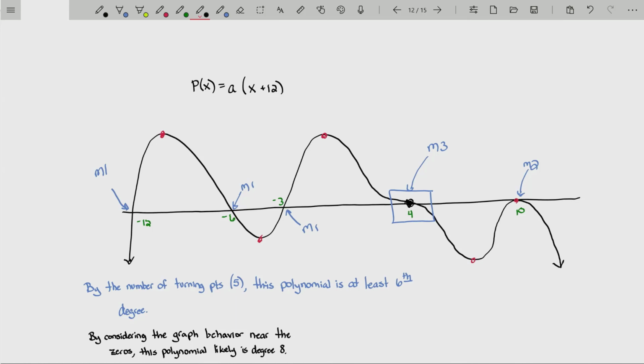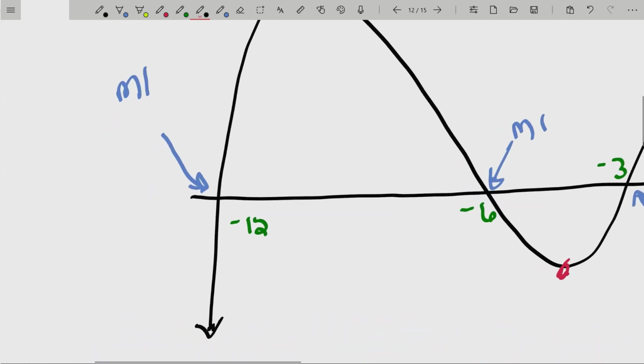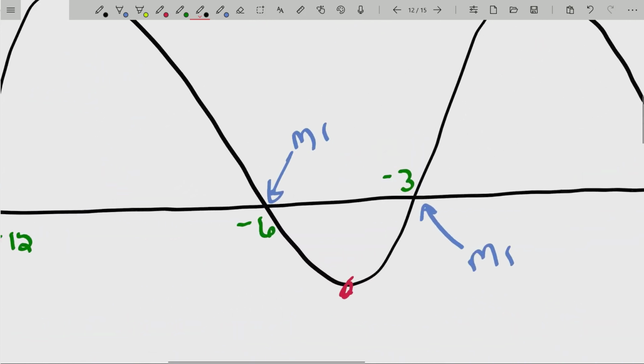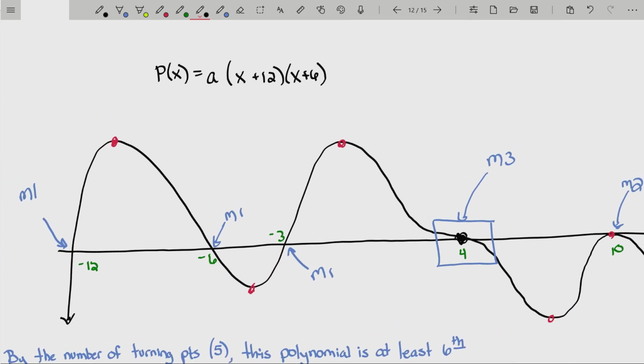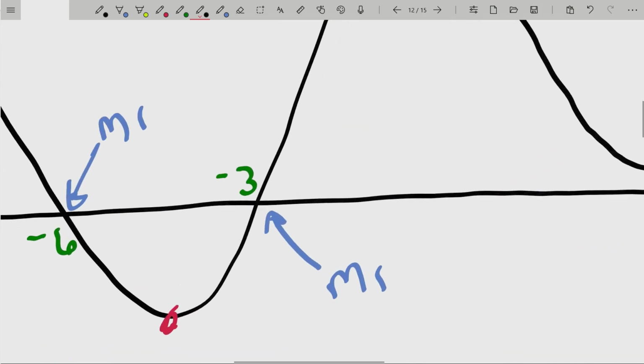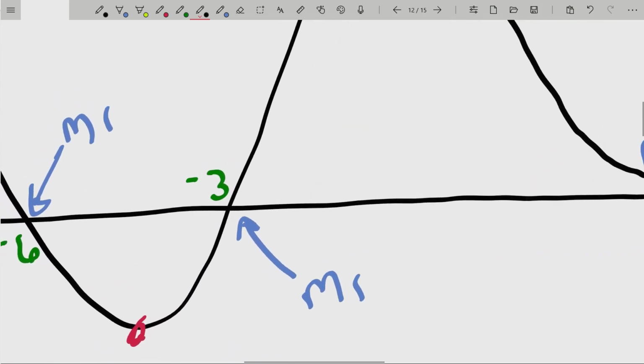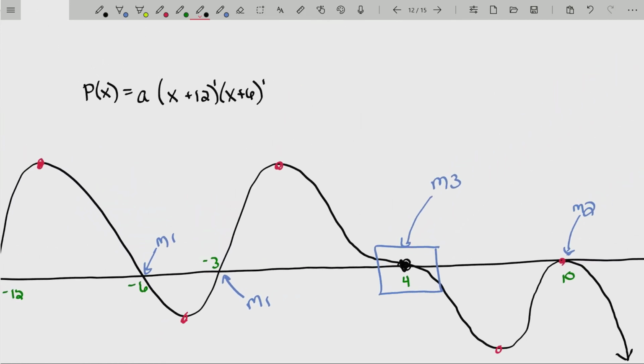x equals -6 is also, right there, a 0. So therefore, x minus a -6, or x plus 6, must also be a factor. Again, the multiplicities on these zeros, 1 and 1, tell me that the powers on those factors are also 1 and 1. The next 0 occurs at -3, so x minus a -3, which is x plus 3, must also be a factor. Again, first power because multiplicity 1.